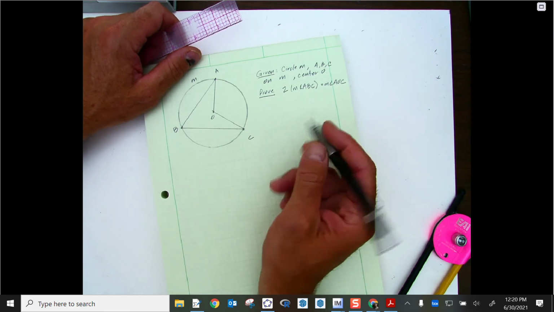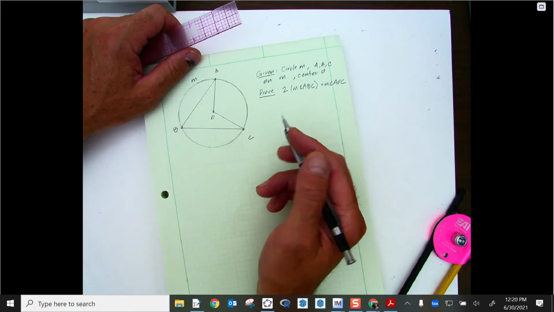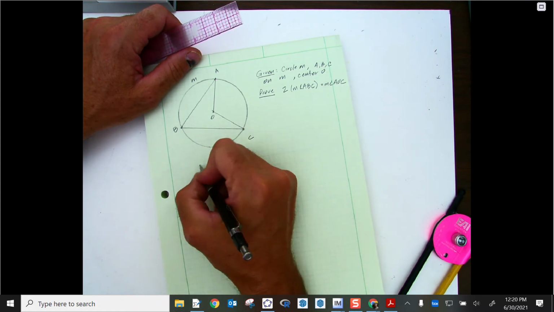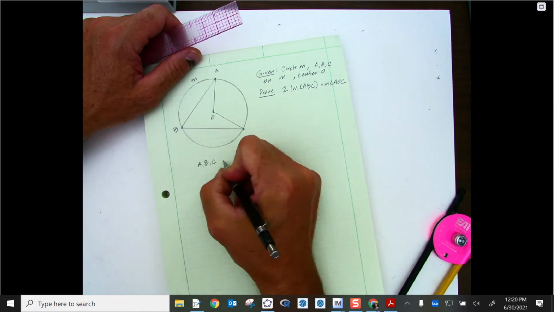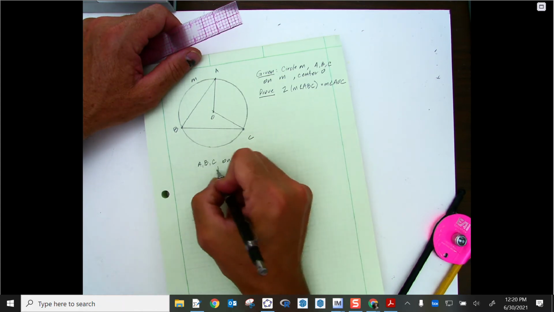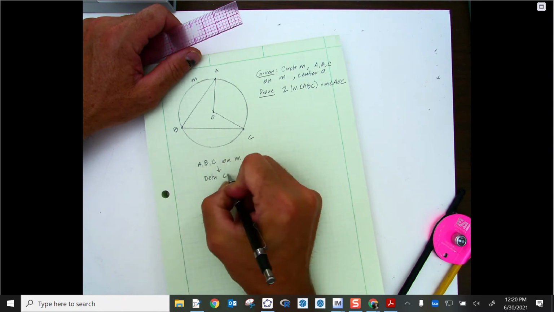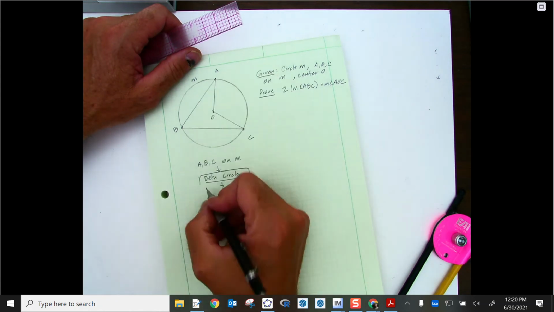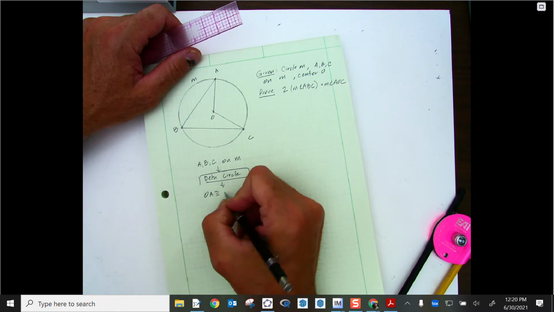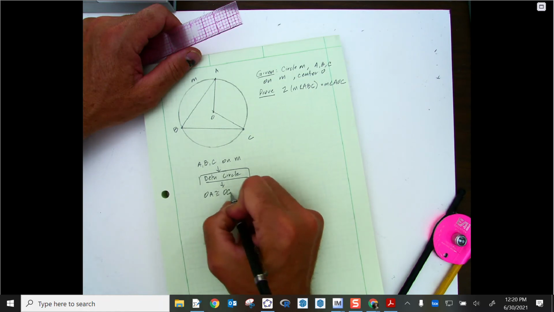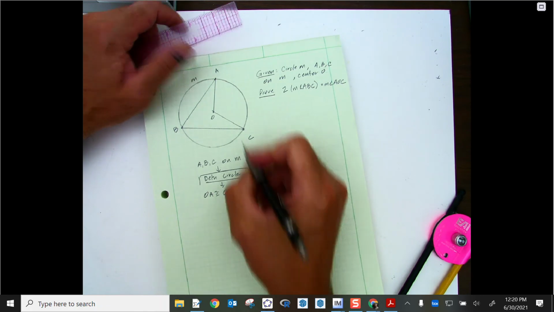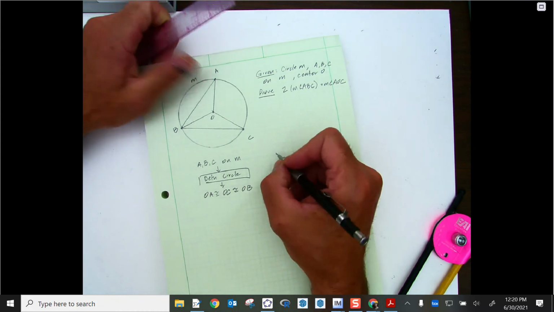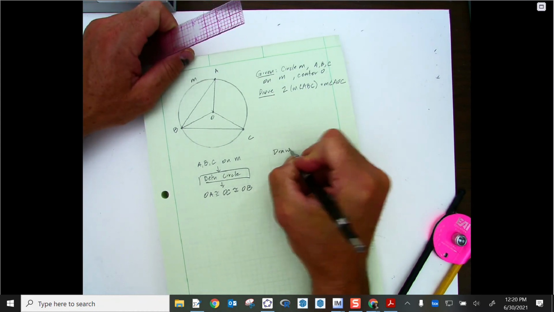Okay, so let's see what we do. Since A, B, C are on M, if we apply the definition of a circle, what do we get? We get that OA is congruent to OC, which is congruent to OB. I guess we should probably say, draw OB.